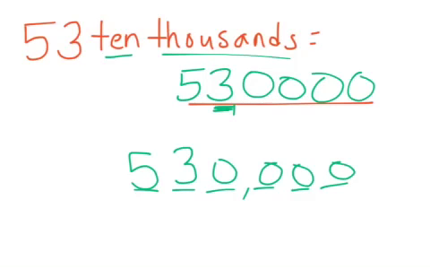Oops, I missed a 0. 530,000 would represent 53 10,000s because my 53 is in my 10,000s place. Okay, now we could represent that with fancy pictures, but that's a really big number to represent with pictures. So right now I really need to be able to conceptualize and think about my numbers.